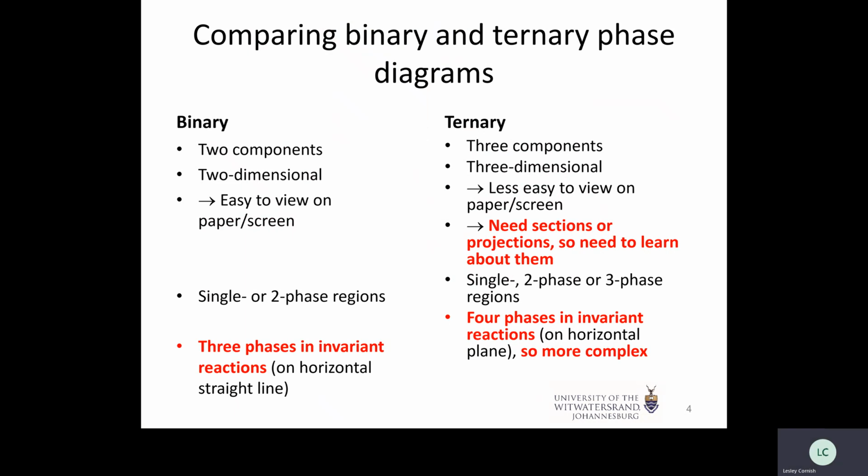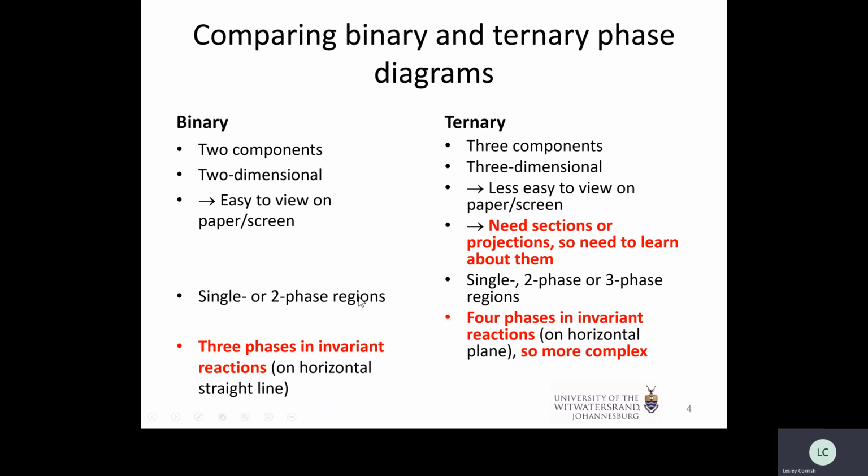So when we go into having ternary phase diagrams, it gets a little bit more complicated. With a binary, there's 2 components. With a ternary, there's 3 components. So binaries can very easily be 2-dimensional, and ternaries have to be 3-dimensional. So that's less easy to view on the screen or on paper as the binaries are. So therefore, we need sections or projections to cope with being able to see them clearly. So we need to learn about those.